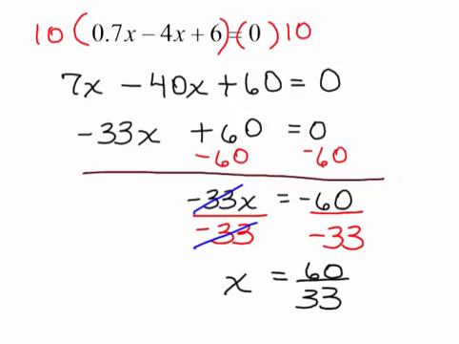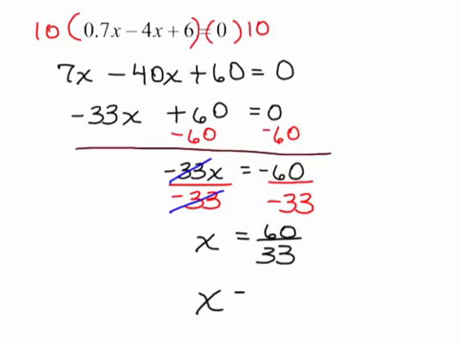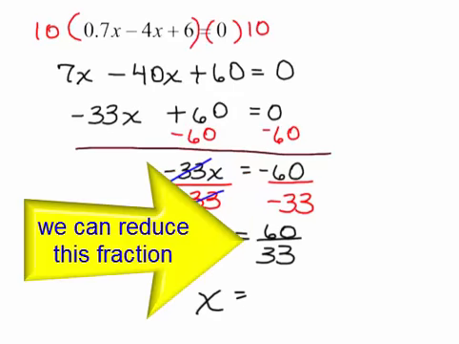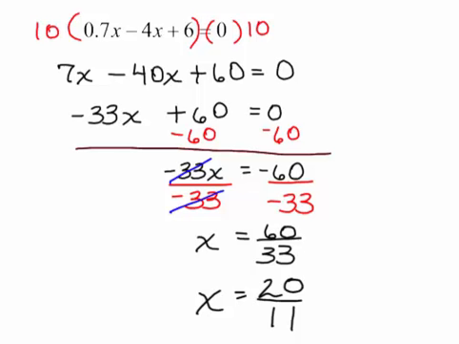That can be reduced. The numerator and the denominator are divisible by 3. 60 divided by 3 will be 20. 33 divided by 3 is 11. Our answer is 20/11ths. And that is reduced. If your teacher would like that as a mixed number, that is the same as 1 and 9/11ths. Let's try one more problem.